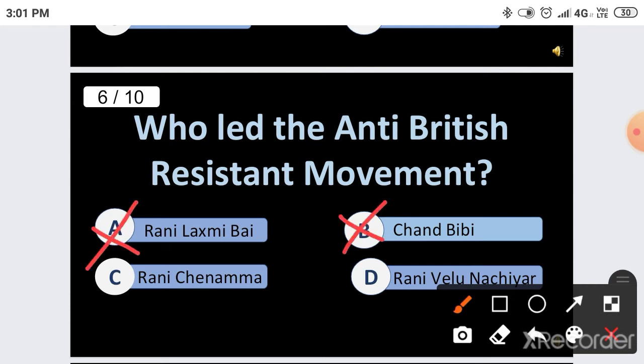Then, because Chand Bibi was at the time of the Mughals, and you will learn about her in your Bharat Ki Khoj book. Then Rani Velu Nachiyar, wrong answer. And the correct answer is Rani Chennamma, who led the anti-British resistance movement in Kittur, and who persuaded this movement after the death of Rani Chennamma.